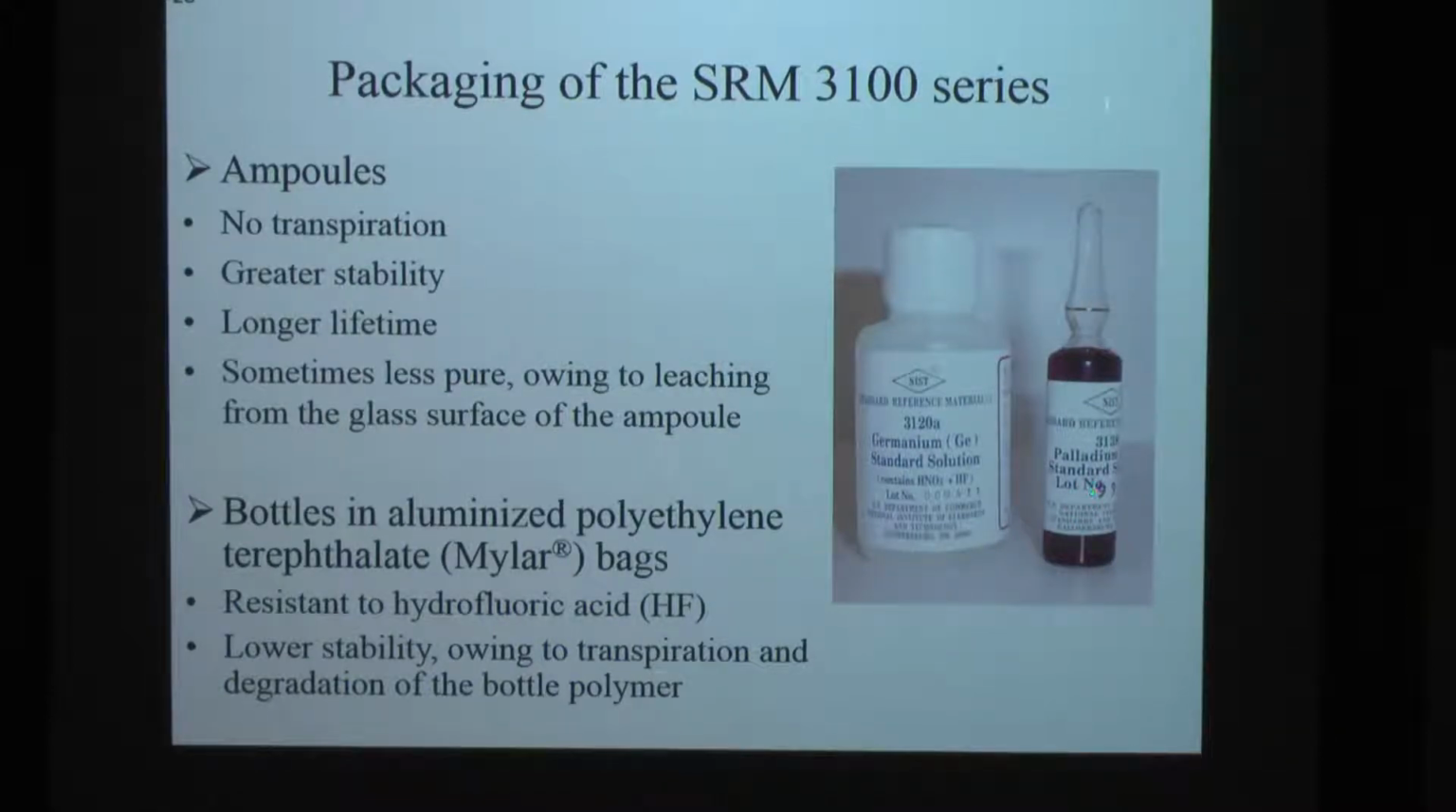Lower uncertainty, go back in 10 years, it'll still have the same mass fraction that it did 10 years ago. So ampules, no transpiration, greater stability, longer lifetime, but they can be less pure. Less pure with respect to contaminant elements. For example, if this is a copper solution, you may get a little bit of silicon or sodium leaching out from the glass. Borosilicate glass, you've got Na2O in the glass, you've got B2O3, you've got silicon dioxide that make up the glass. And there'll be slow leaching that will come into the solution.